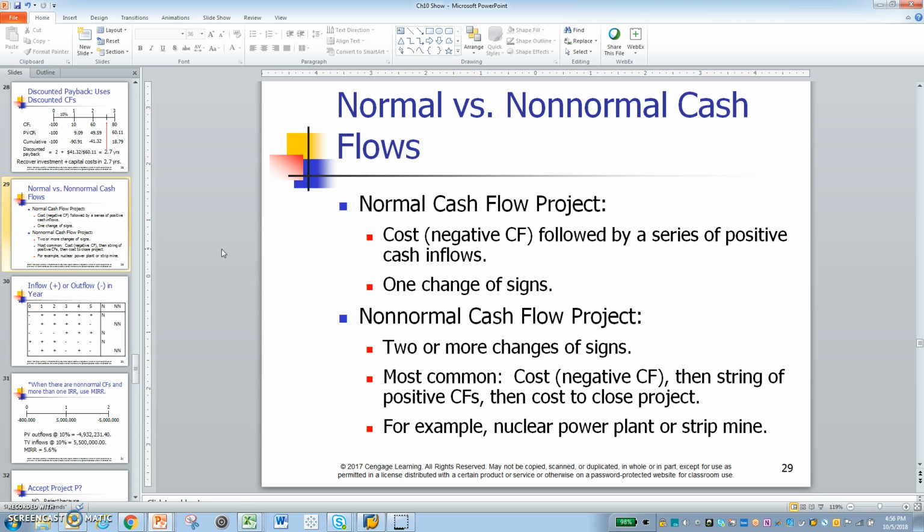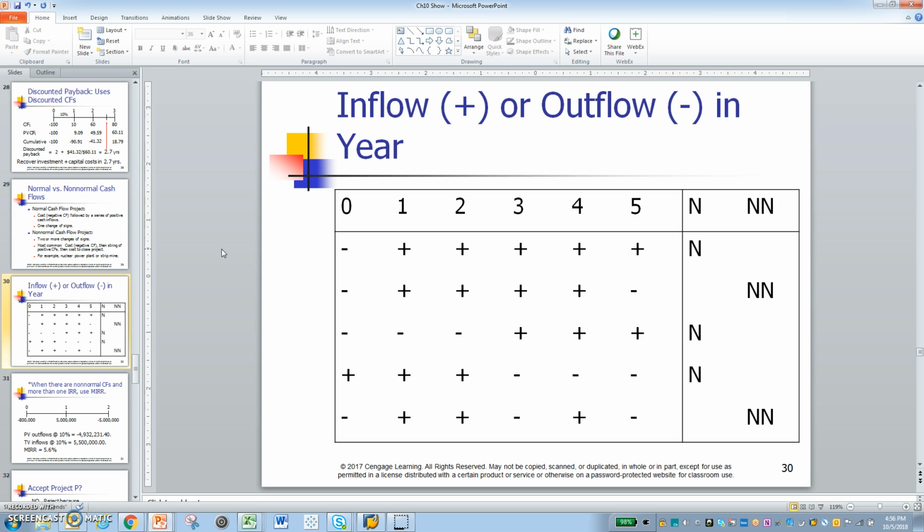a non-normal cash flow. Here are some examples so you can see. In the first example, a negative and then positive all the way throughout. And then you have the second, which is non-normal. You have a negative at the beginning, a bunch of positives, and then a negative cash flow. The third example is a little different, but it's still normal. You have 3 years of negative outflow and then positive cash inflows.